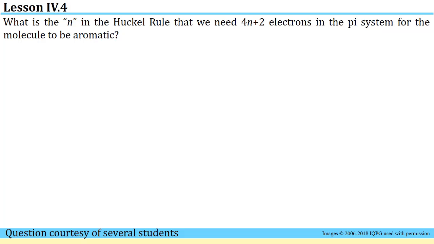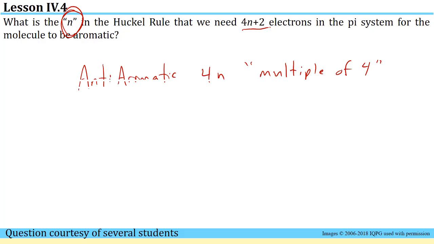What is this N in the Huckel rule? And we know we need 4N plus 2 electrons in the pi system. Really what this is saying is that to be anti-aromatic, if a ring system has some multiple of 4 electrons in that pi system, it's going to be anti-aromatic. So the N can be any integer.